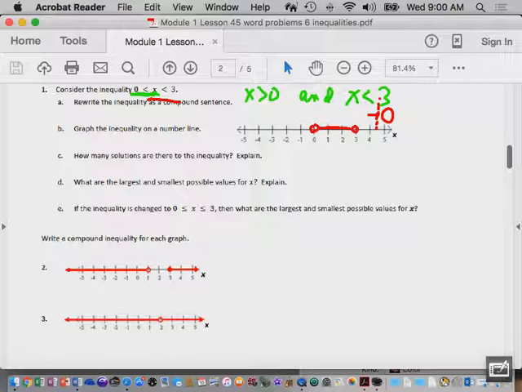Next. If the inequality is changed to less than or equal to, then what are the largest and smallest values? What would the smallest value be, everybody? 0. The largest? 3. Good. And this is supposed to emphasize the difference between an open circle and a closed circle and so on. Write a compound inequality for numbers 2 and 3. Go ahead.